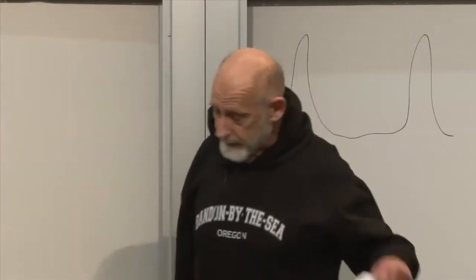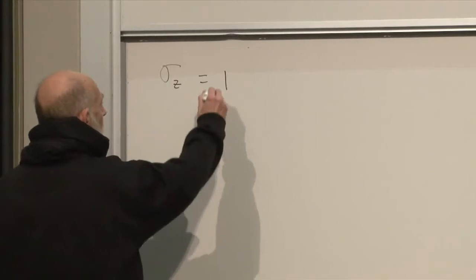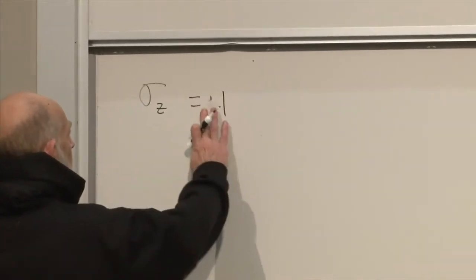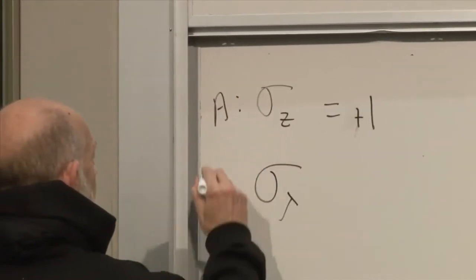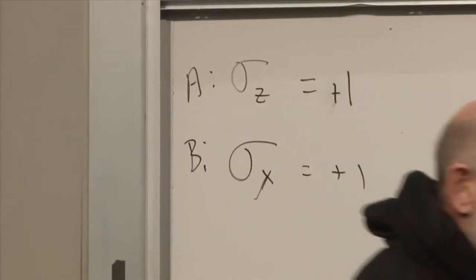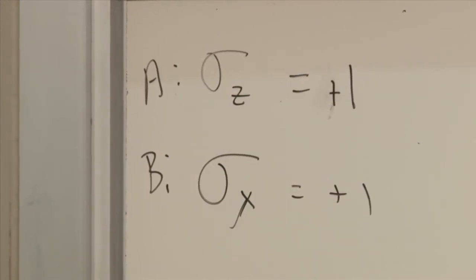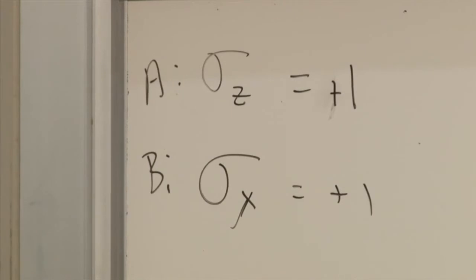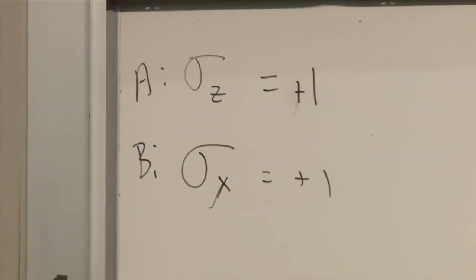Okay, so let's take the two propositions. A is sigma z equal to plus 1, and B is sigma x equal to plus 1. They're both propositions. We would know how to check either one of them. To check A, we would turn our apparatus vertically upward and measure the spin. It's either true or false. If we wanted to find out if B was true or false, we would turn the apparatus on its side.